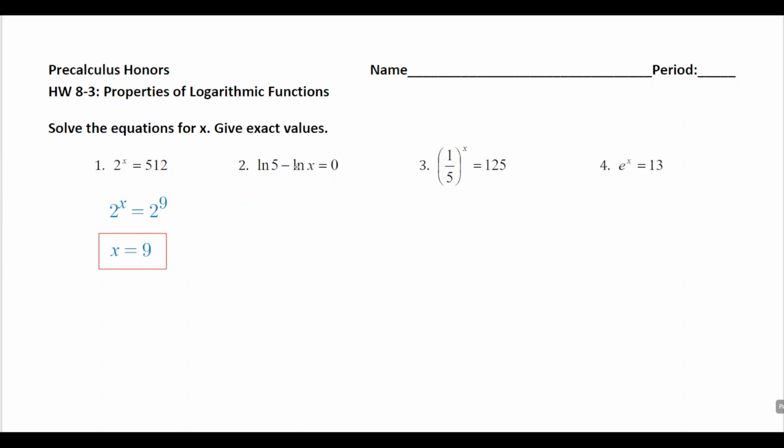For number 2, we can add natural log of x to both sides of the equation. When we do that, these cancel out, and then we just get a natural log over here. So what we end up with is natural log of 5 equals natural log of x. And once again, we can use the one-to-one property to say that 5 equals x.